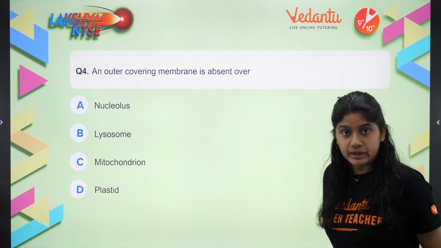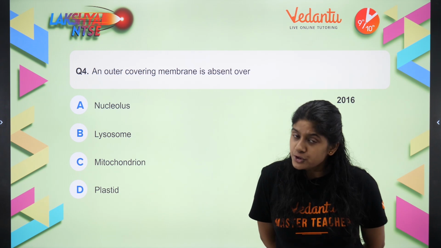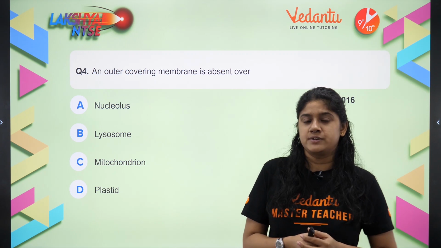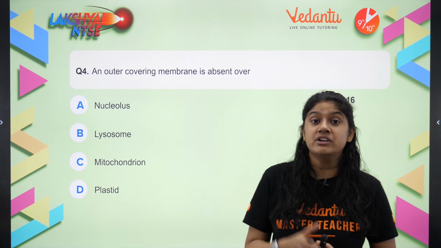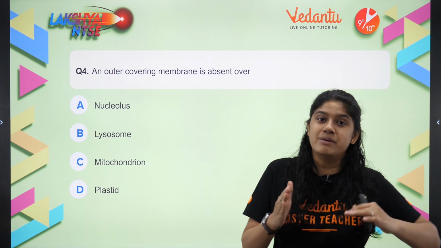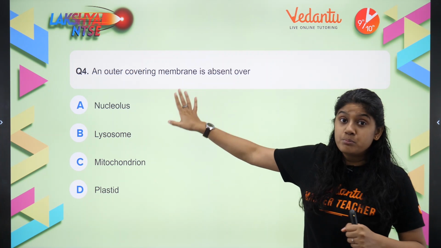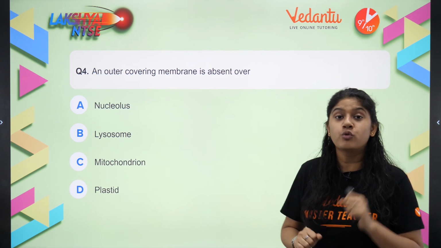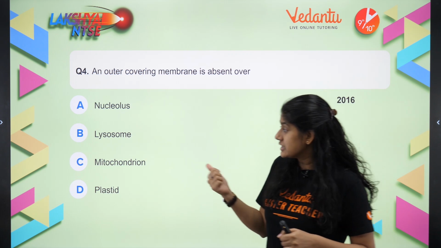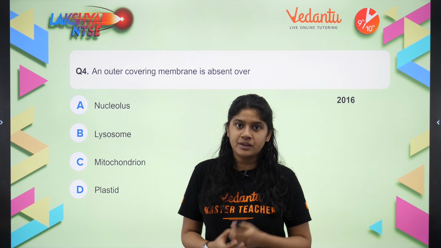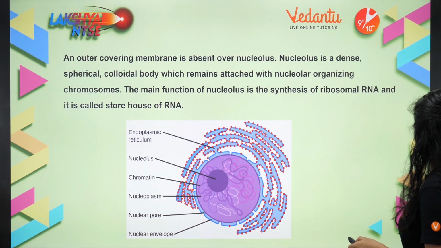An outer covering membrane is absent over... You have to tell in which of these organelles the outer membrane is absent. We have studied that eukaryotic cells have organelles which have a double membrane, or we can say 2 membranes. But over here, you have to tell me the membrane is not present on which of the organelles. Is it nucleolus? Is it lysosomes? Is it mitochondria, or is it plastids? Think about it. If we see the structure of it, you'll have a clear-cut idea.